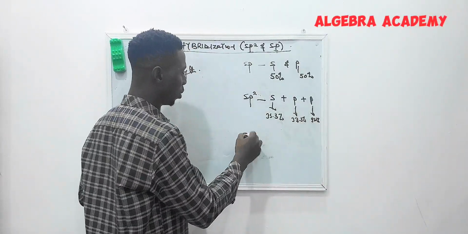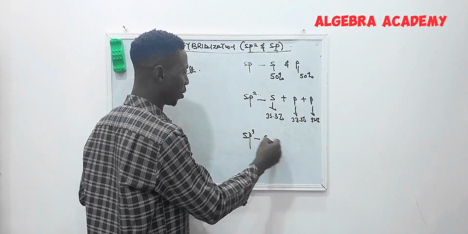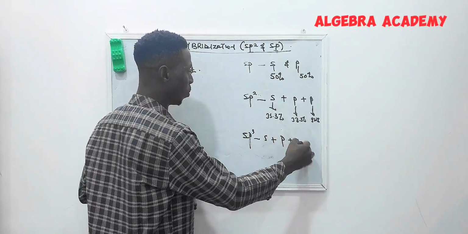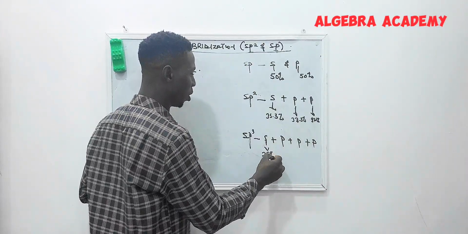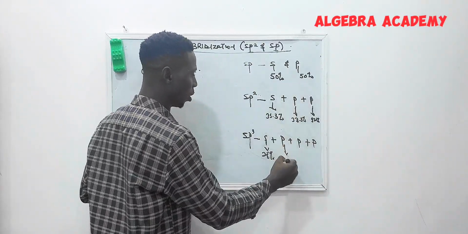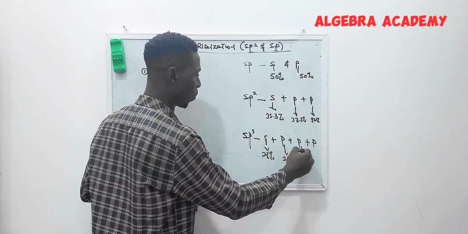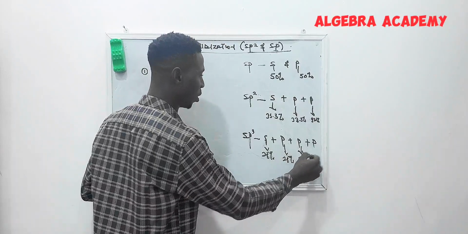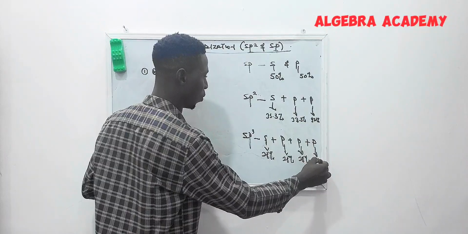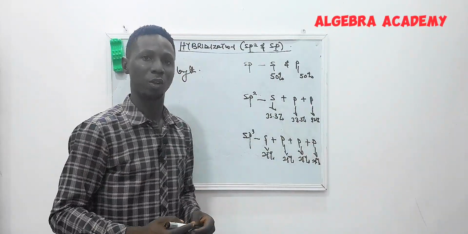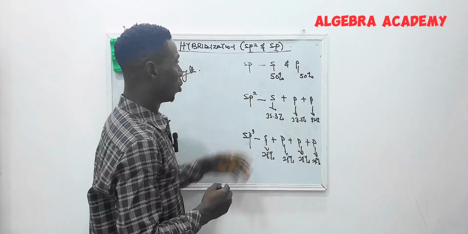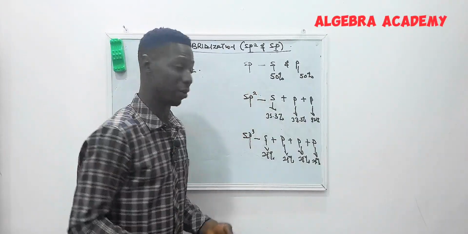If you go for sp3, that means we have s plus p plus p plus another p. Each will be 25% because the total percentage must be 100. 25%, 25%, and for the last p, 25%. That is just the percentage character of each of those hybridizations according to the number of hybridized orbitals they have.